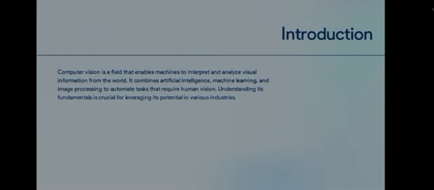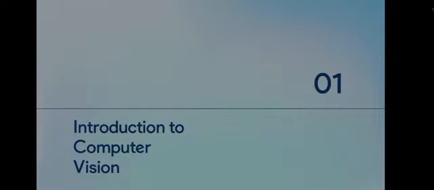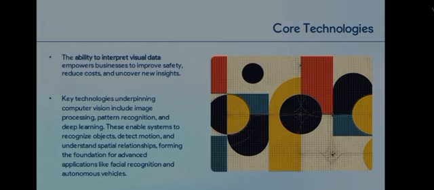Computer vision is a field that enables machines to interpret and analyze visual information from the world. It combines artificial intelligence, machine learning, and image processing to automate tasks. The ability to interpret visual data empowers businesses to improve safety, reduce costs, and uncover new insights. The key technologies underpinning computer vision include image processing, pattern recognition, and deep learning.